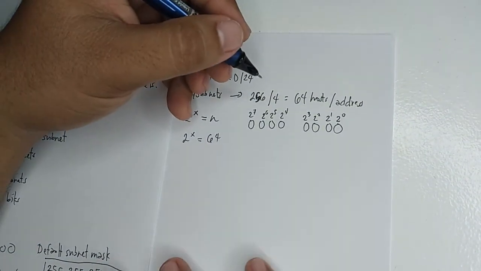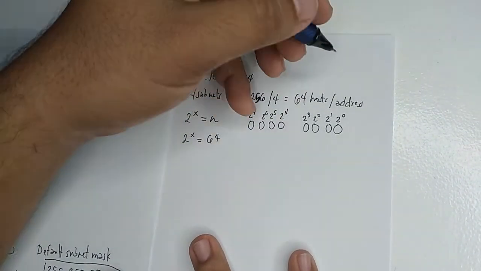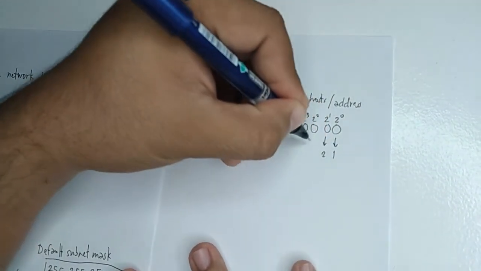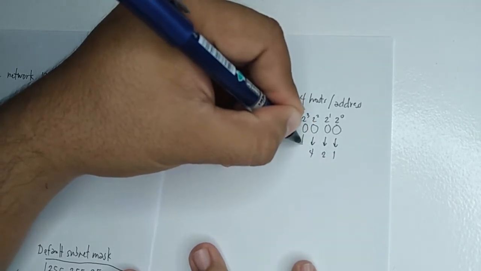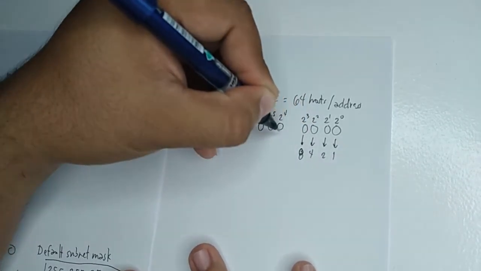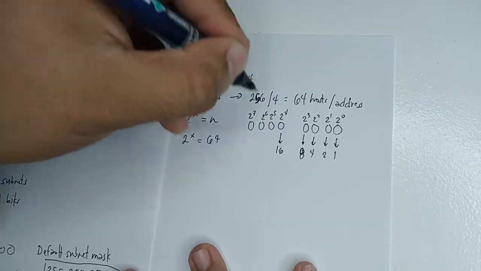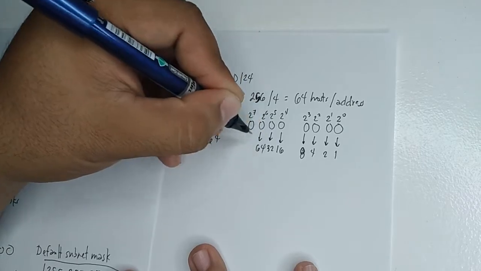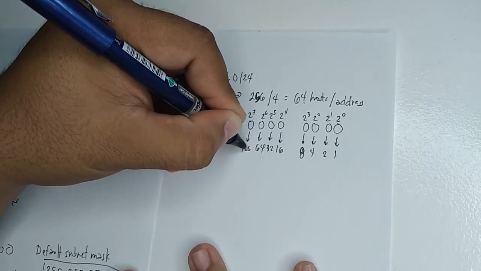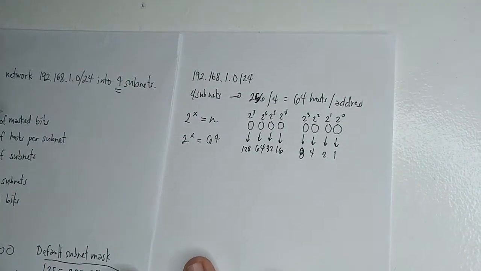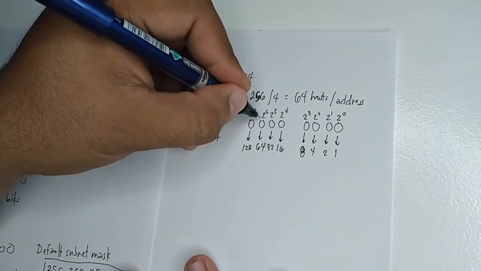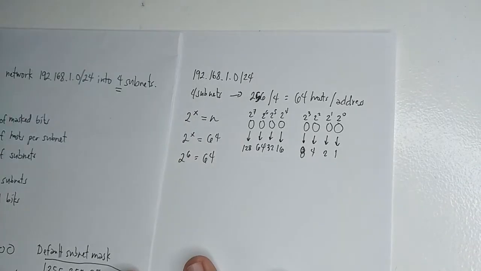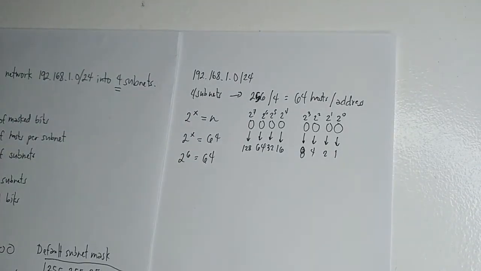So this is actually to recall our conversion. Okay. So this has a value 1, this is 2, this is 4, this is 8, this will have 16, this is 32, this one will have 64, and this is 128. So we know that 64 is actually 2 raised to 6, because 2 raised to 6 is equal to 64 values.